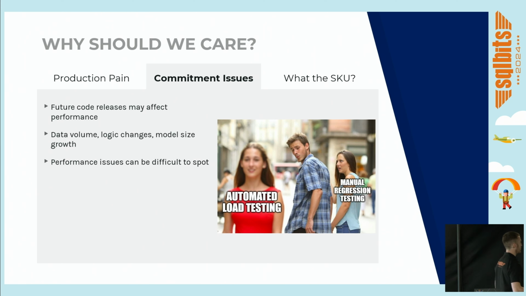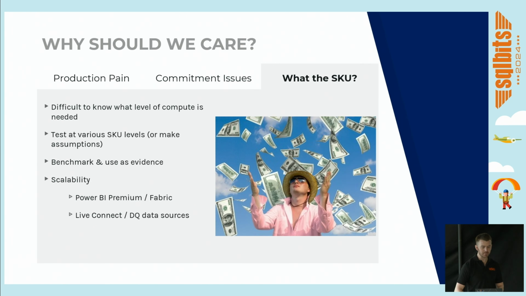We also don't know how our code is going to change. We don't know how the data volumes of our data sets might change, the logic, the model size, and these changes over time can be quite difficult to spot, especially when you've got a report that was fine to begin with. The common scenario is, oh, well, it worked yesterday before I deployed my code change. We can do that regression testing with load testing to see after a code change has happened what the performance impact is. And you can also use this to save a bit of money.